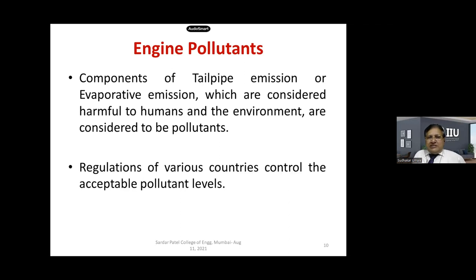What are called engine pollutants? Components of tailpipe emissions or evaporative emissions which are considered harmful to humans and the environment are considered to be pollutants. All the pollutants are harmful to humans. It is very dangerous, and to the environment also, all animals and plants. Hence it is important to study the regulations of various countries that control the acceptable pollutant levels. These pollutant levels are decided by the different countries.